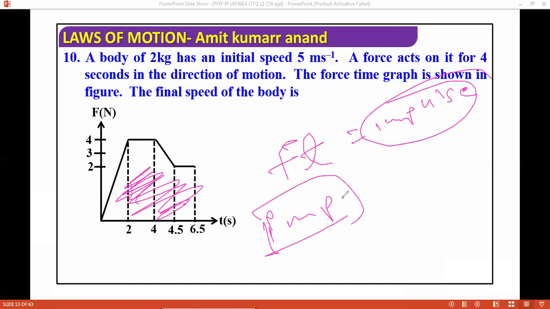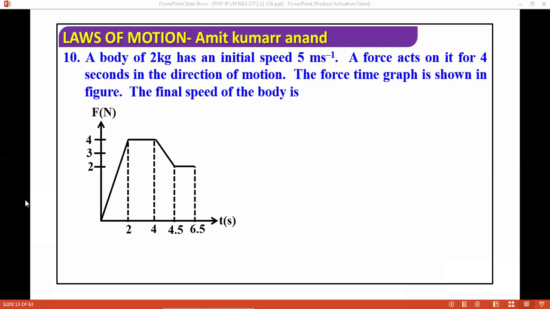Impulse is basically the change in momentum. Use this concept. Otherwise, you can also go directly, no issue in it. But if you know the theorem, it's easy for you, because every year, or every 2-3 years, JEE asks one question directly from these concepts. So if you know, you can do it easily.